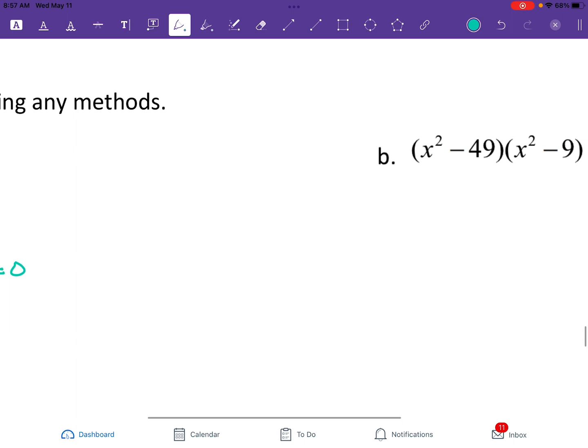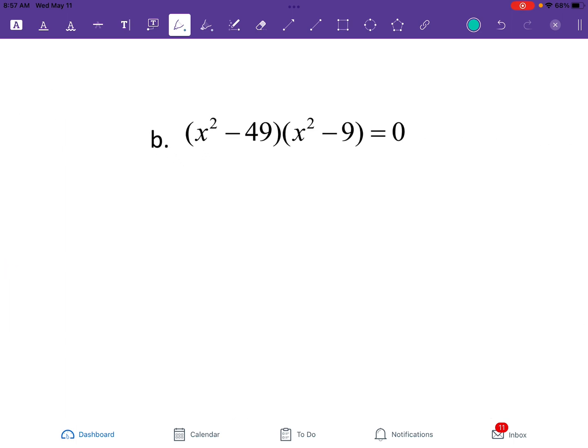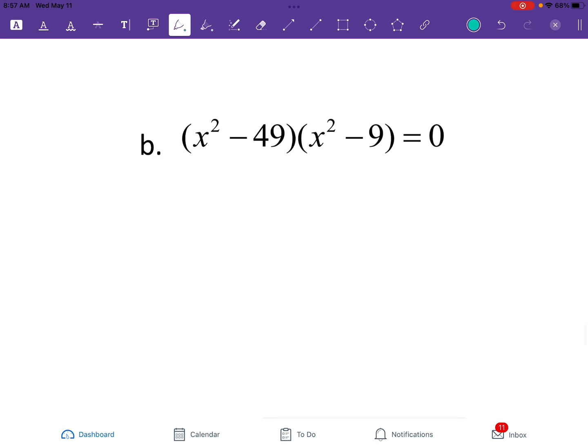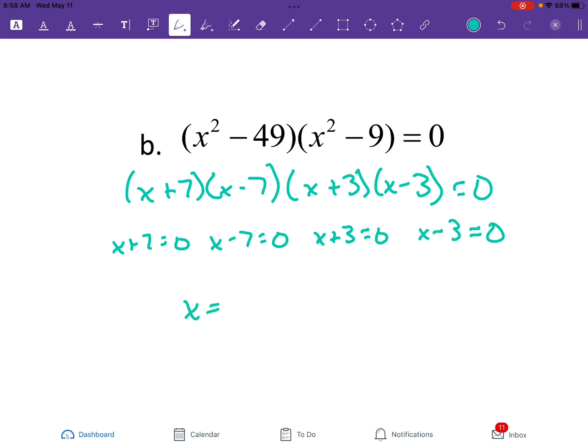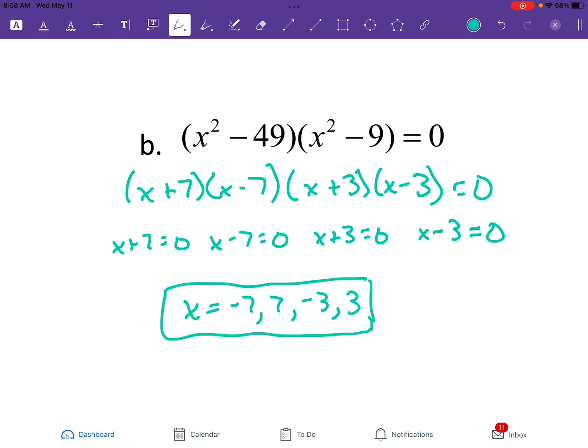Next, B. So these are just differences of two squares. So x squared minus 49 is x plus 7 and x minus 7. X squared minus 9 is x plus 3 and x minus 3. So we're going to take all of our factors and set them all equal to 0. And then we solve. Pretty simply, we have negative 7, positive 7, negative 3, and positive 3. Those are the answers.